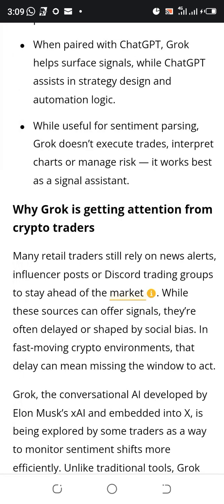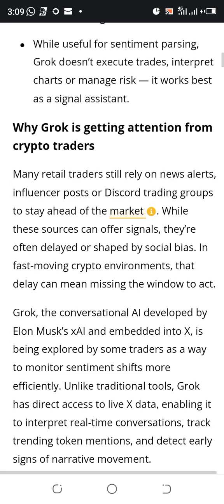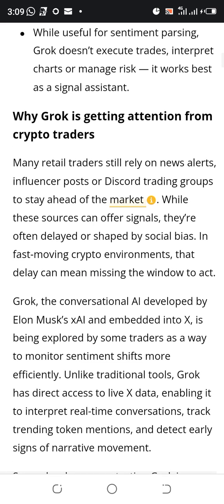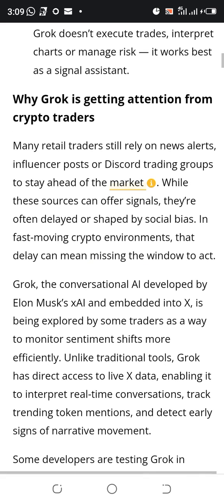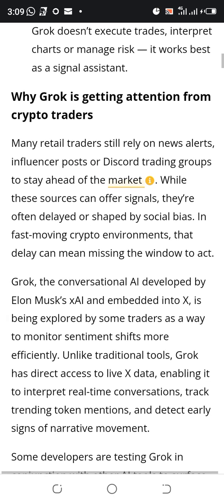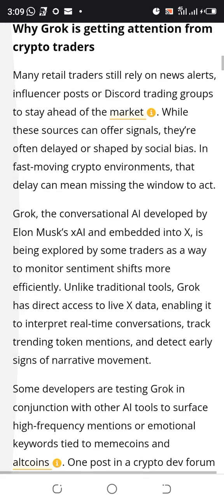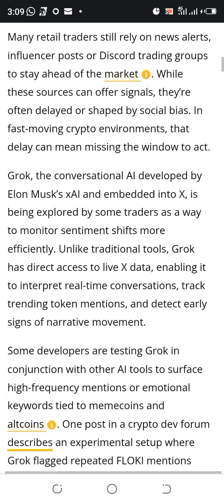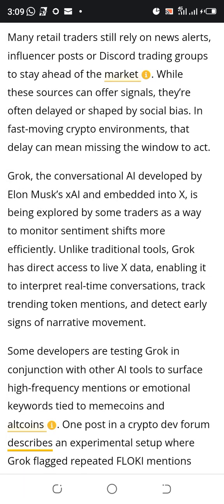Why is Grok getting attention from crypto traders? Many retail traders still rely on news alerts, influencer posts, or Discord trading groups to stay ahead of the market. While these sources can offer signals, they are often delayed or shaped by social bias. In fast-moving crypto environments, that delay can mean missing the window to act.